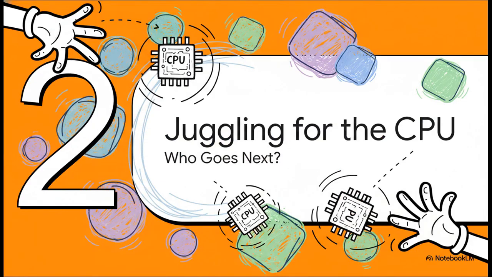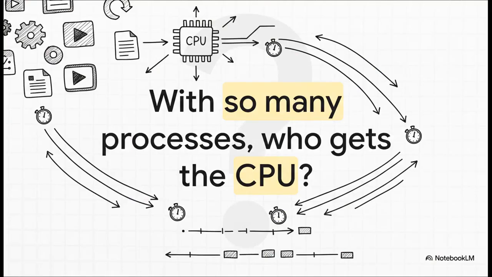With all these processes screaming for attention, the operating system has to become this master juggler. It's got to decide which process gets to use the computer's brain, the central processing unit, or CPU, and just as importantly, for how long. This is the question the OS has to answer literally every single millisecond. If it gets this wrong, your computer feels sluggish, videos start to stutter, and everything just grinds to a halt. It's not chaos, though. It's a very highly controlled system called scheduling.